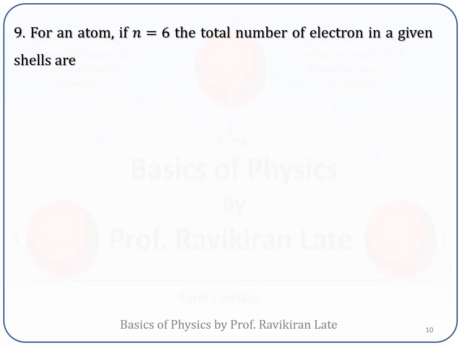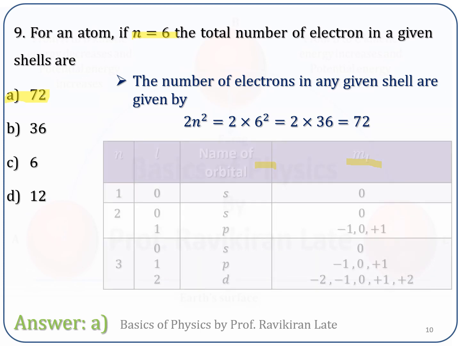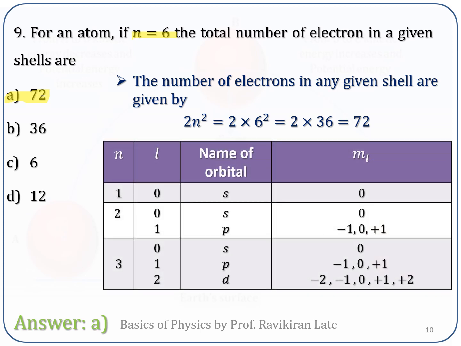Ninth question is, for an atom, if n is equal to 6, the total number of electrons in a given shell are: option A 72, option B 36, option C 6, option D 12. Now we know that the number of electrons in any given shell is given by 2n square. Here, for the given atom n is equal to 6, so if I do 6 square multiplied by 2, the answer will come out to be 72. So it is option number A, which shows that if an atom has n equal to 6, that is the sixth shell, it will have 72 electrons capacity.